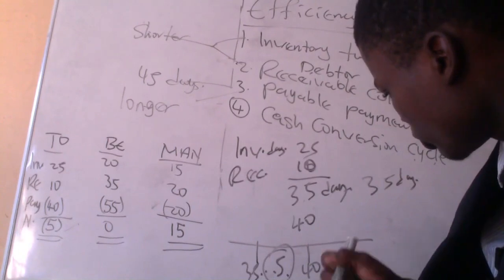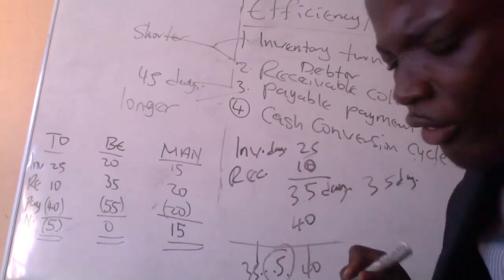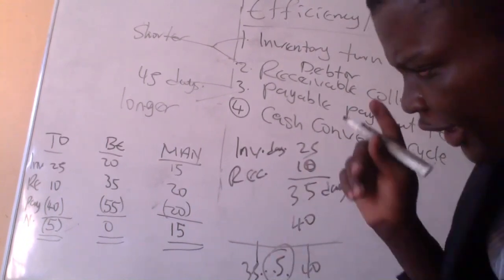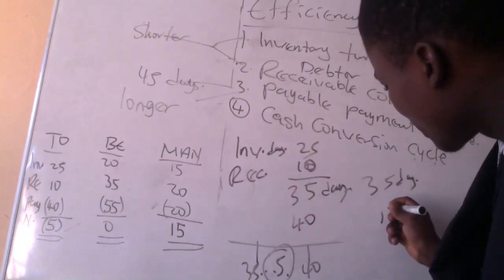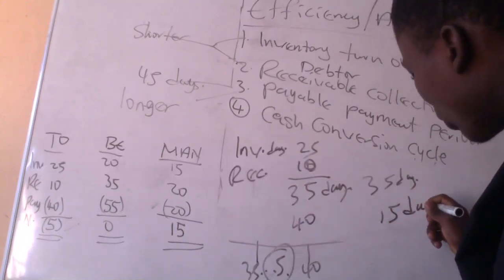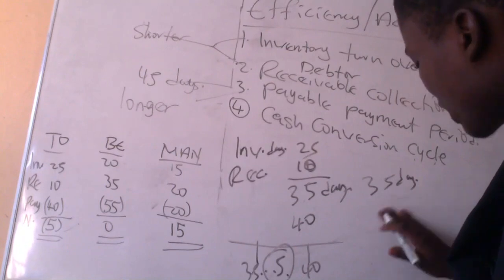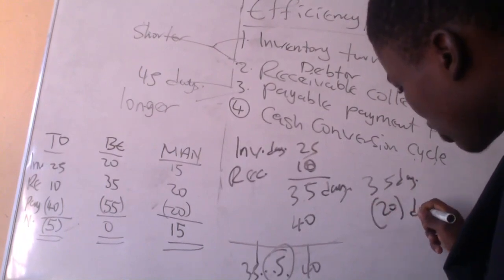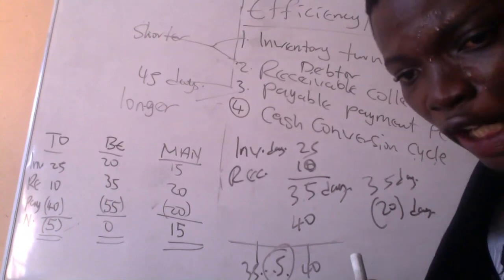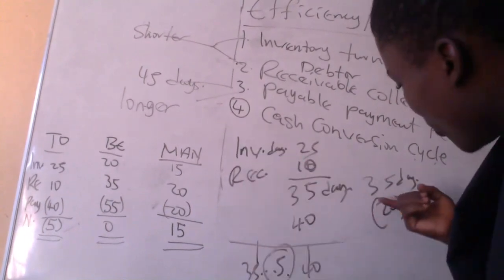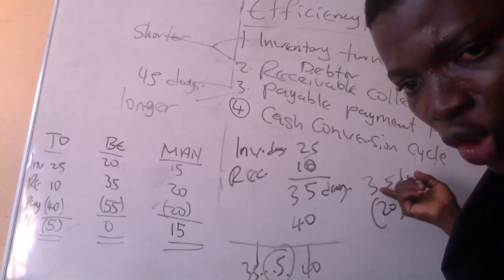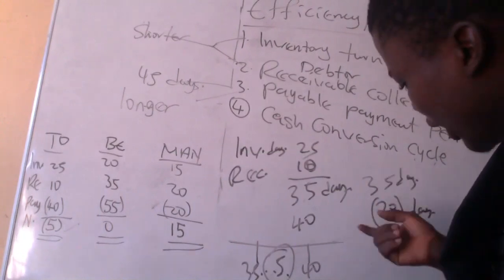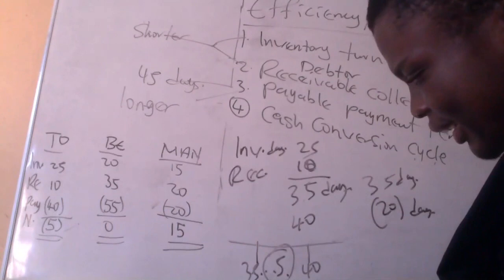Now, meanwhile, the suppliers have given you how many days? The suppliers have given you 15 days. Sorry, suppliers have given you 20 days. Meanwhile, you are going to receive the money in how many days? 35. So how on earth will you get the supplier's money to pay in 20 days?